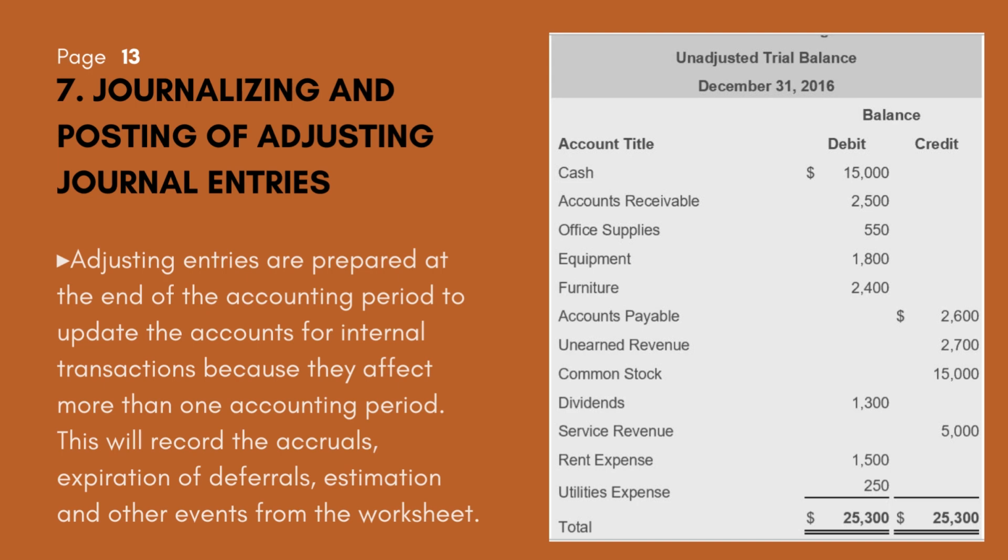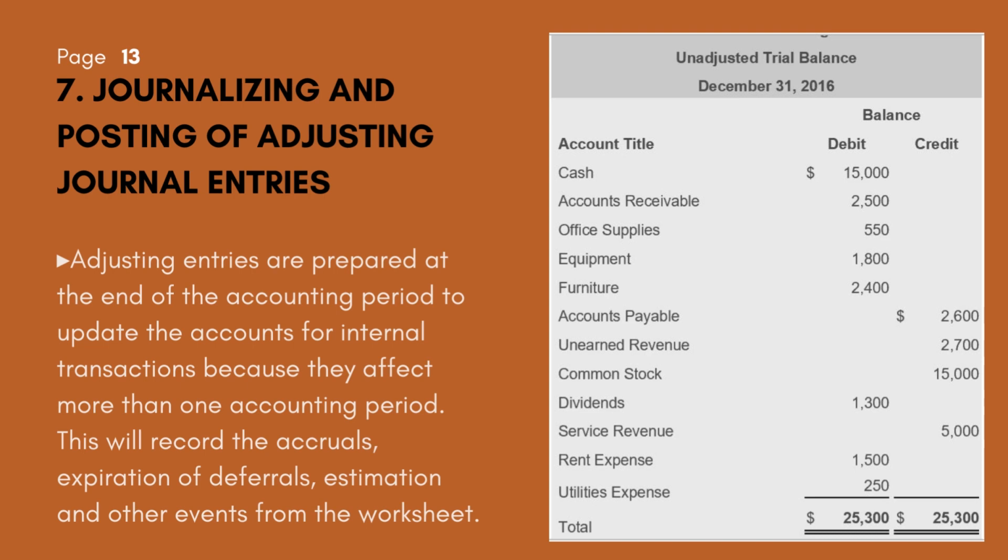For example, if there is an accrual of $1,000 for unpaid salaries at the end of the period, the journal entry might be: the debit is salary expense, 1,000 pesos. The credit is accrued salaries payable, 1,000 pesos.